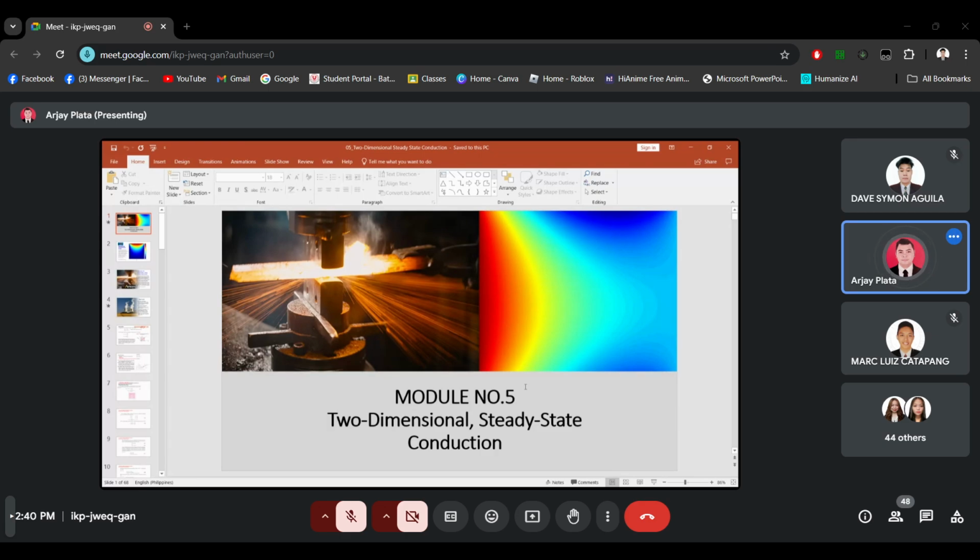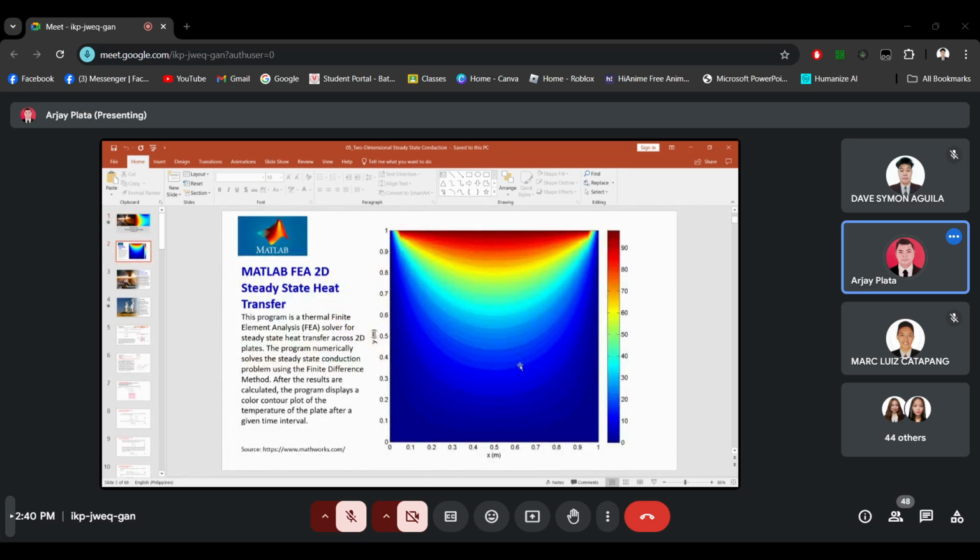Okay, going back, we have different softwares to utilize to simulate this 2D conduction.